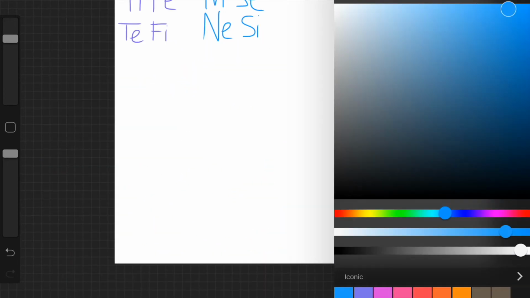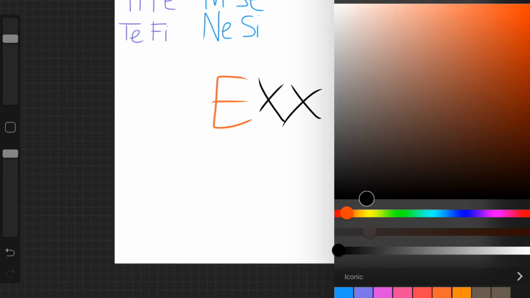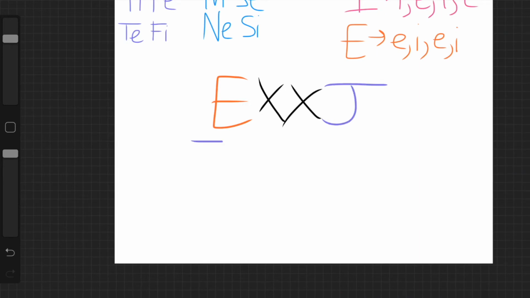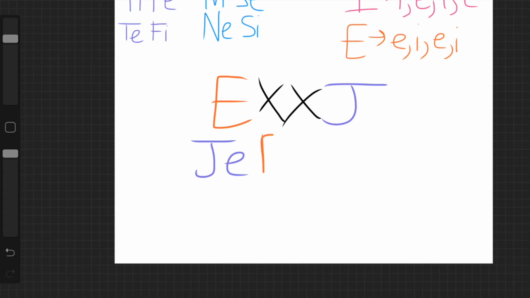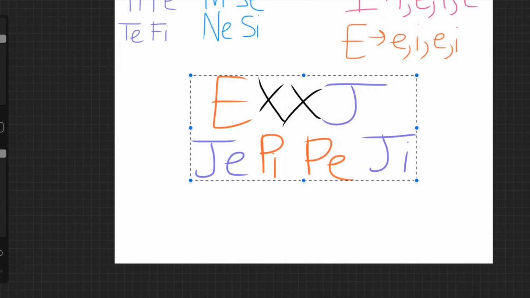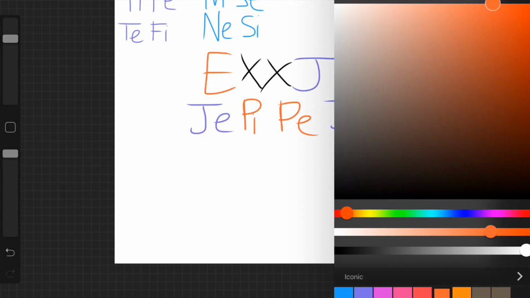Now let's look at extroverted judgers, EXXJ. Extroverted judgers do lead with a judging function, extroverted judging function, followed by introverted perceiving, extroverted perceiving, and finally introverted judging.